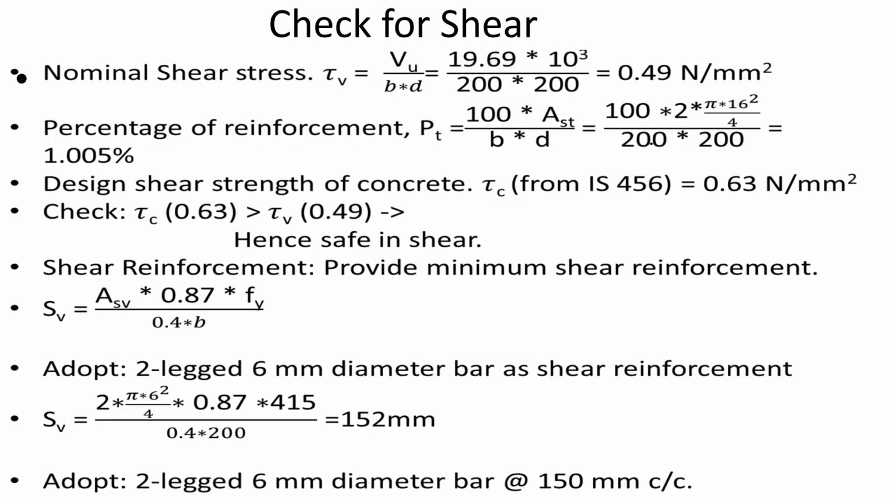Even though it is safe in shear, we need to provide the minimum shear reinforcement. We will calculate the spacing of shear reinforcement by using the formula Sv. Based on this, we will provide 2-legged 6 millimeter diameter stirrups at a spacing of 150 millimeters center to center.